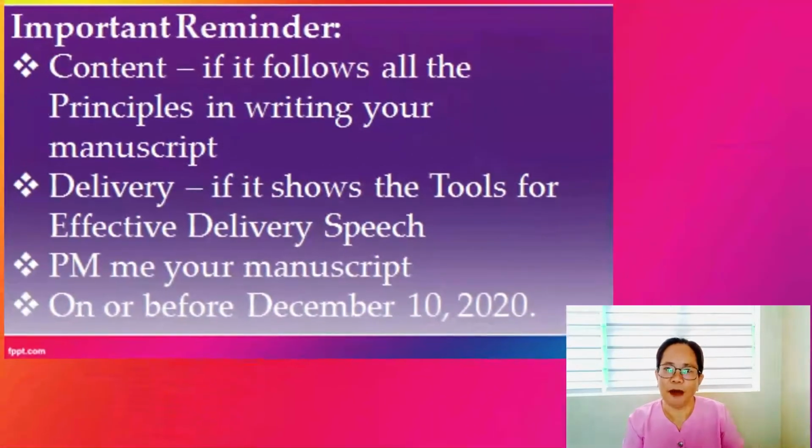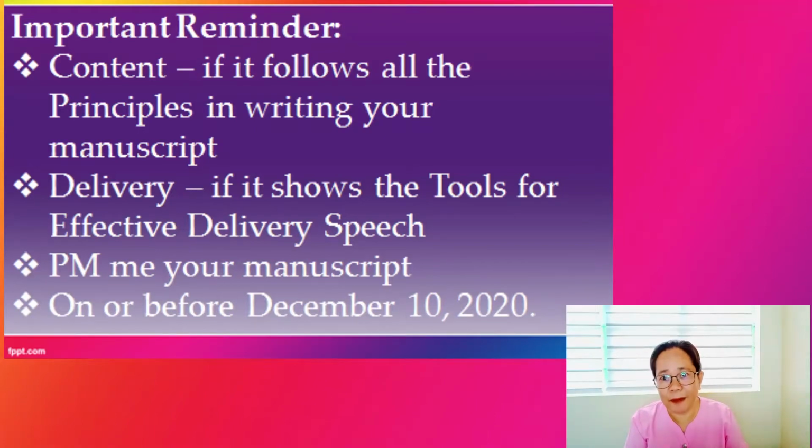So, important reminders, content una. If it follows all the principles in writing your manuscript. Next, delivery. If it shows the tools for effective delivery speech. So, wag nyong ipahahalata sa akin na kinakabahan kayo. Wag nyo ring ipahalata sa akin na may kodigo kayo.